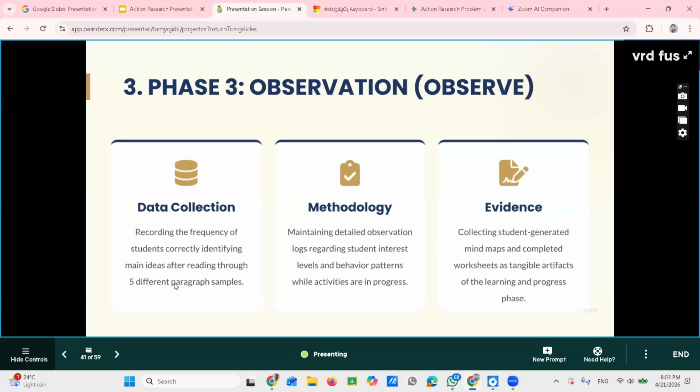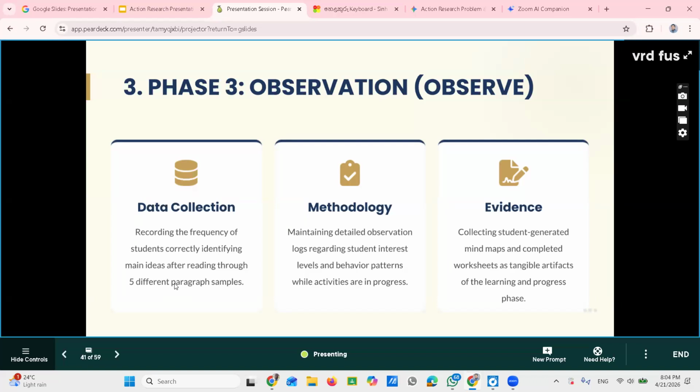The teacher assigns 5 paragraphs. Then the teacher counts how many times the student identifies the meaning correctly. Right, that's important for the teacher. From that point, the teacher can understand whether the students understand better or not. If the number of times the student understands increases, it means the intervention is okay. If the number of times decreases, it means they need more intervention.